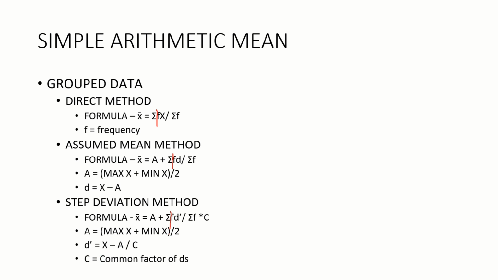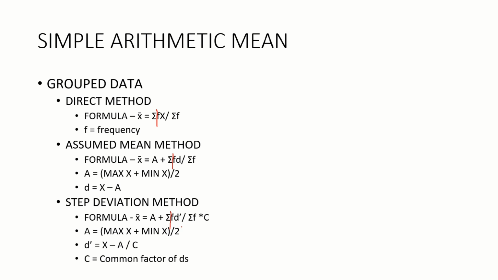Okay, so arithmetic mean equals the assumed mean plus the sum of all the frequency multiplied by deviation apostrophes divided by the sum of all frequencies multiplied by the common factor.